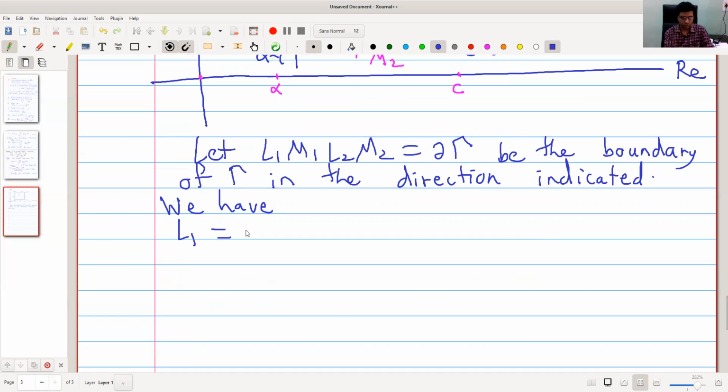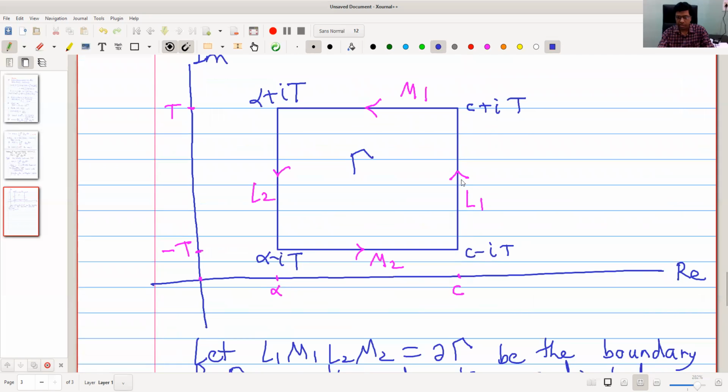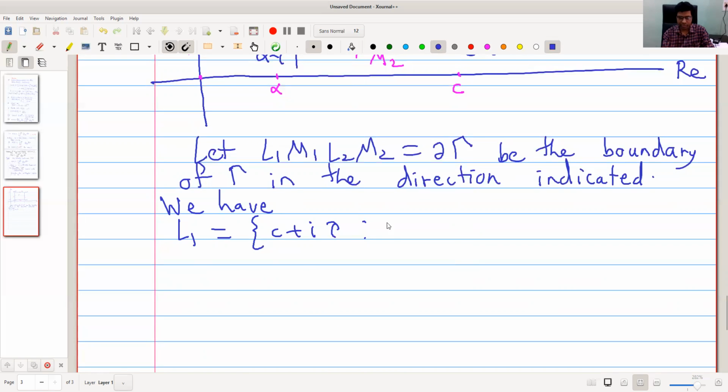L1 is the set of all points of the form C plus i tau. Tau is a variable, C is fixed here. So tau is between minus capital T and plus capital T. Every point on L1 is of the form C plus i tau, with minus T less than or equal to tau less than or equal to T. This is the equation of L1.